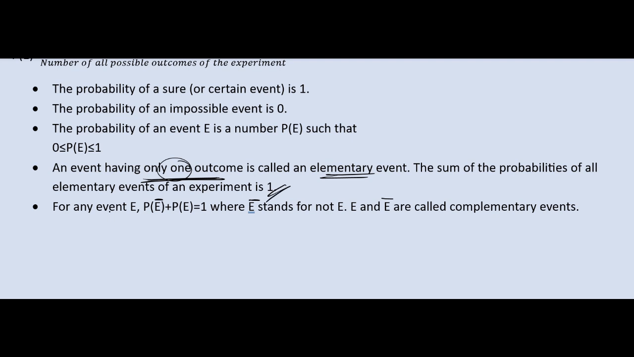For any event E, P(E') plus P(E) is equal to 1, where E' stands for 'not E'. E and E' are called complementary events, completely opposite events.